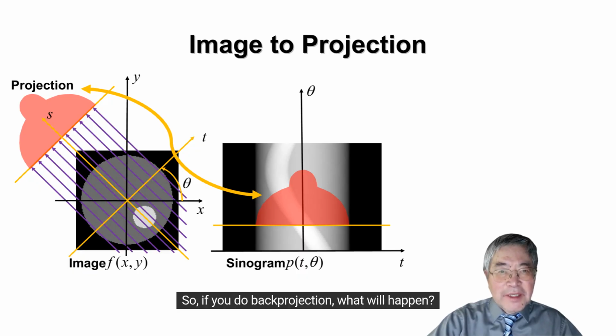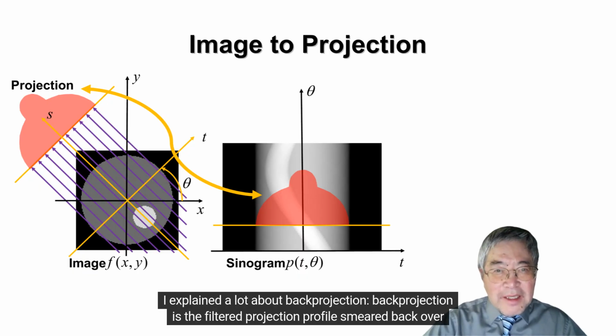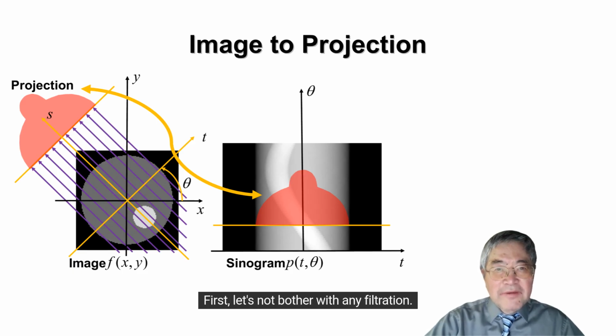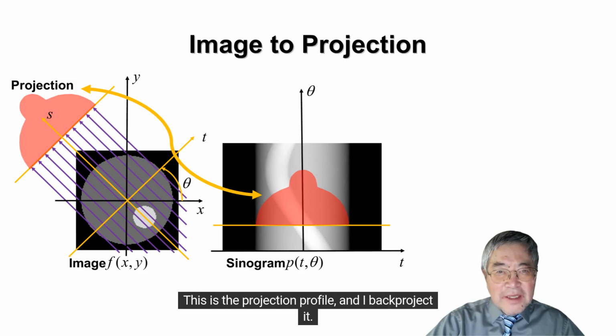So if you do back projection, what will happen? I explained a lot about back projection. Back projection is the filtered projection profile smeared back over the field of view. Let me show you what happens. First, let's not bother with any filtration. This is the projection profile, and I back project it.